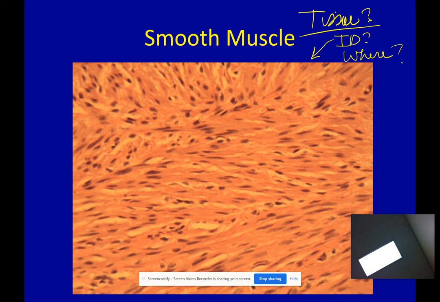The thing that makes your food move from your mouth into your stomach, and then your stomach move to mix, and then your intestines move your food through so that we can absorb nutrients and get rid of waste. All of that is smooth muscle.